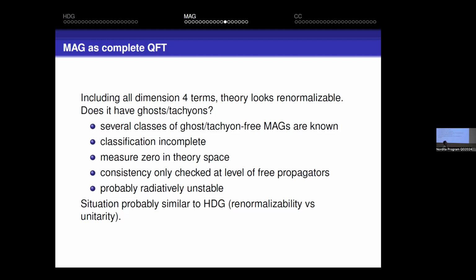And furthermore, if you are sitting on one of these particular ghost and tachyon free theories, it is very likely that as soon as you include quantum corrections, you will be moved away from that. So very likely these theories behave in a similar way to metric theories, in the sense that if they are renormalizable, there will be ghosts. If there are no ghosts, the theory will be non-renormalizable. I expect that this will be the case. But again, there is no proof.